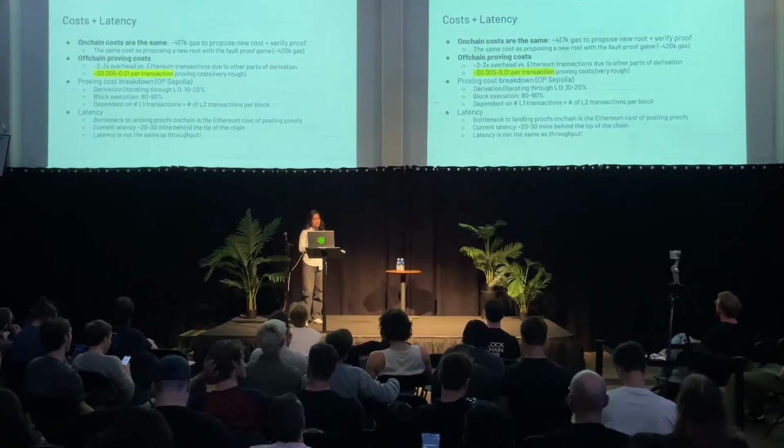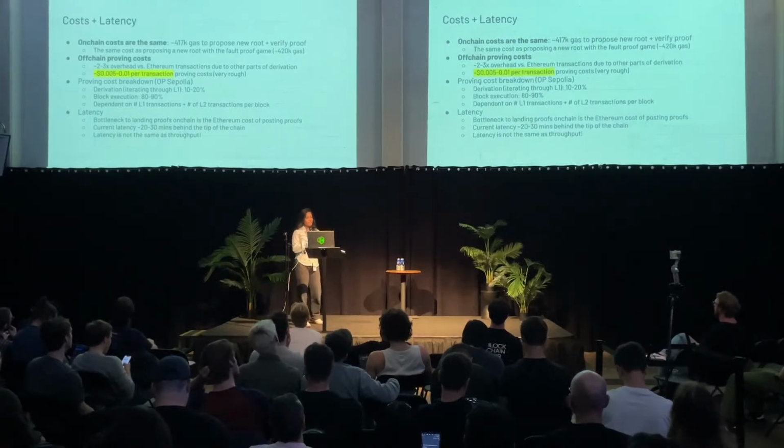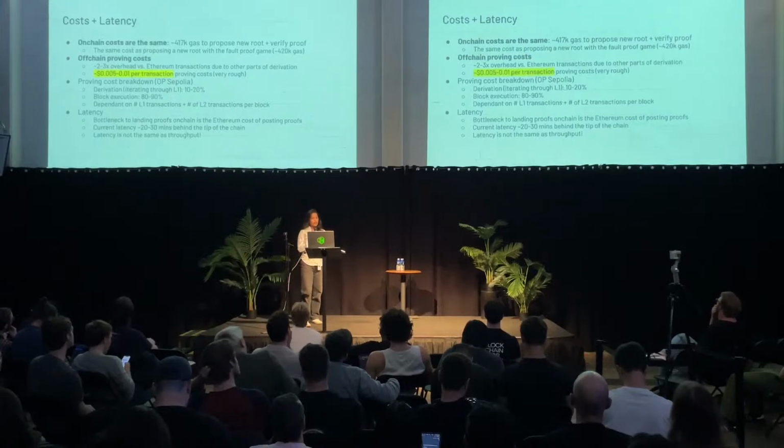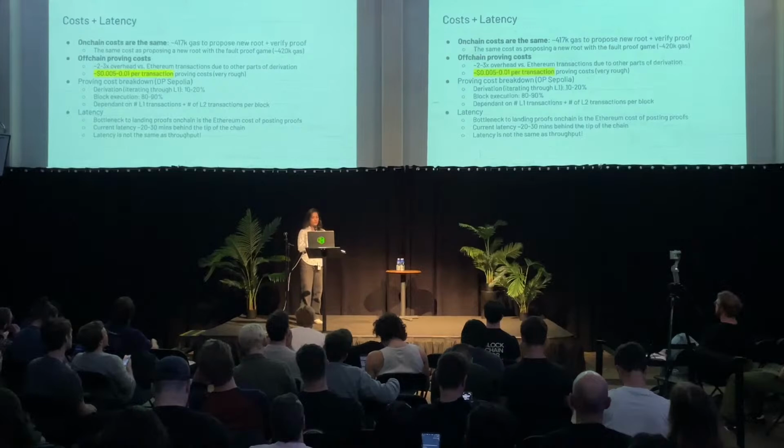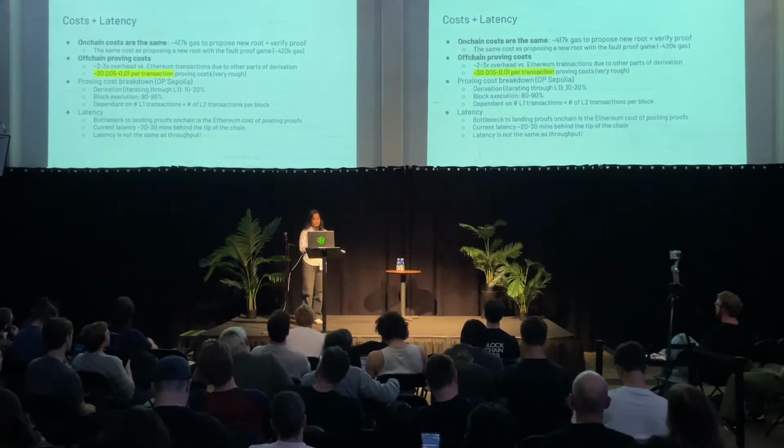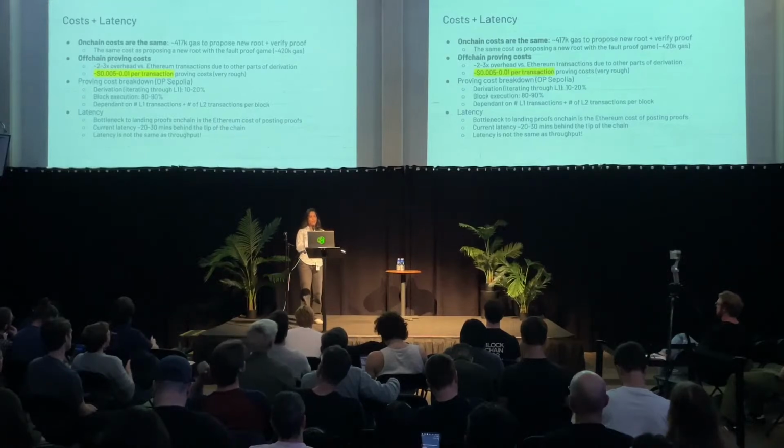And in all, that transaction takes around 417K gas. This is actually around the same cost as proposing a new root with the fault proof game, which is around 420K gas. So the on-chain costs for ZK and for the fault proof game system are actually relatively similar. You're not paying more ETH to Ethereum to use ZK.